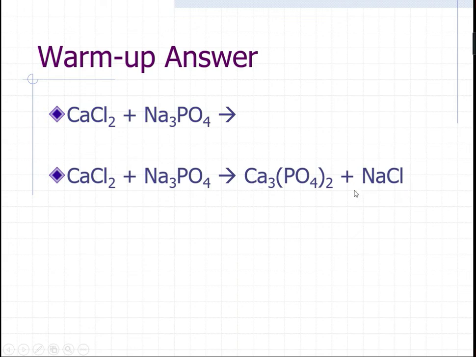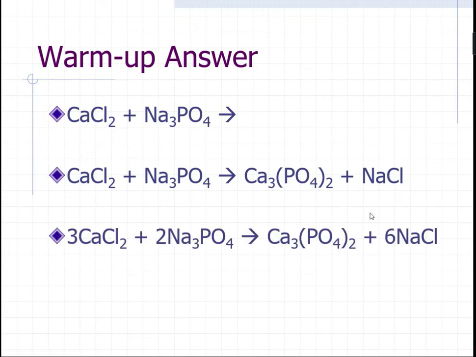So I've written my products correctly, and then finally I have to do my tallies to figure out what my coefficients are for each. I got that I needed 3 calcium chlorides and 2 sodium phosphates, and when those react together, I make 1 calcium phosphate and 6 sodium chlorides. Did you get that same answer? I hope you did.